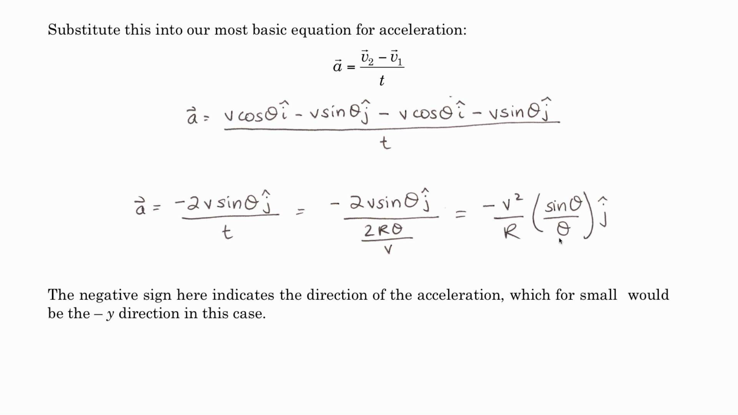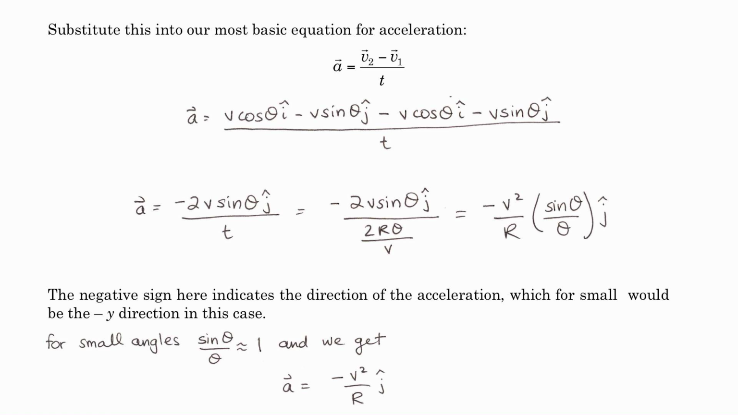And for small angles of theta, sin theta divided by theta is about equal to 1. So we can say as these angular displacements get smaller and smaller, sin theta over theta is approximately equal to 1. Don't worry about the proof of why that is. You'll find out later.